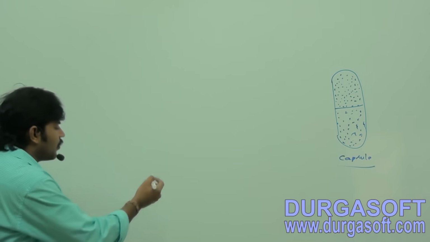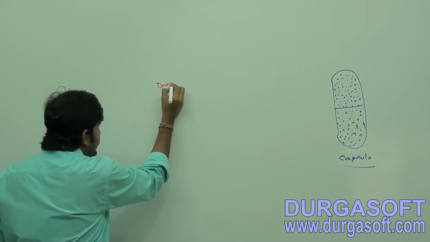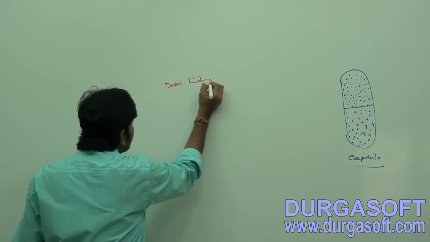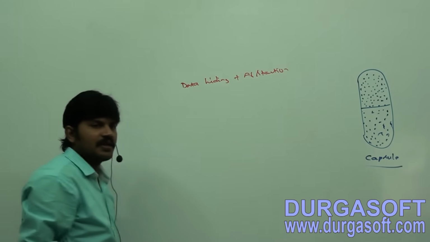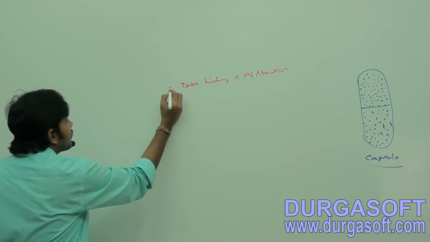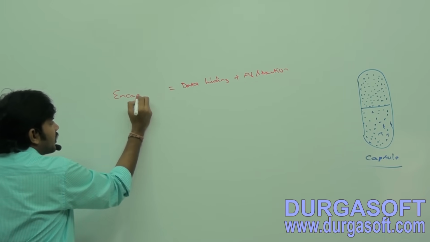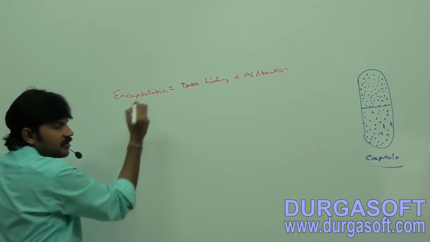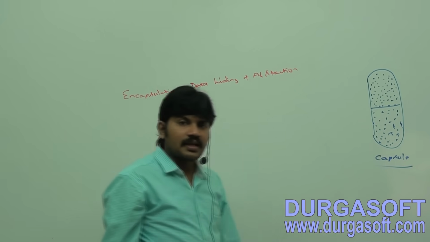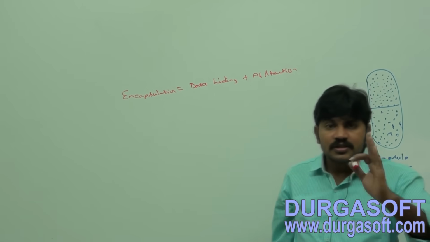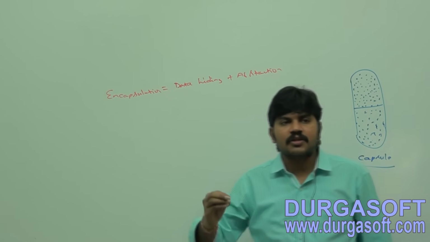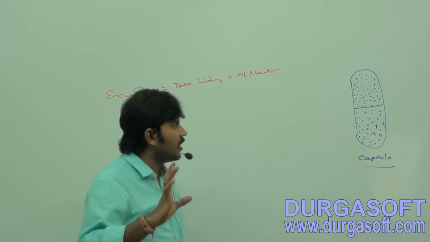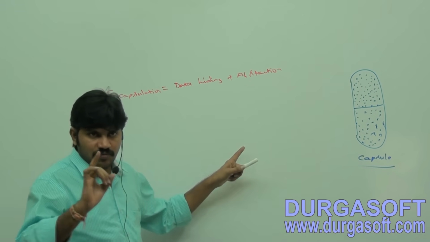If any component follows data hiding plus abstraction, which is nothing but encapsulation, right? Are you able to understand? If any component follows data hiding and abstraction, such a type of component is said to be an encapsulated component. Sir, can you explain with an example? I will take one example so that you will get much clarity.